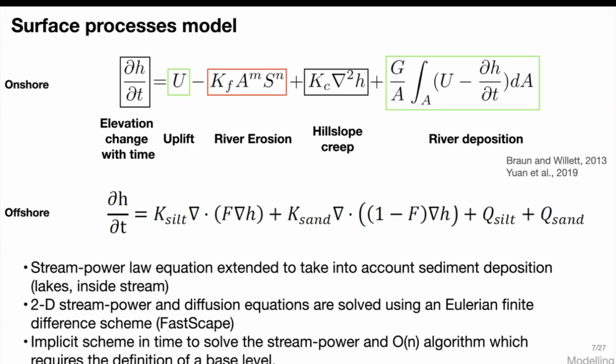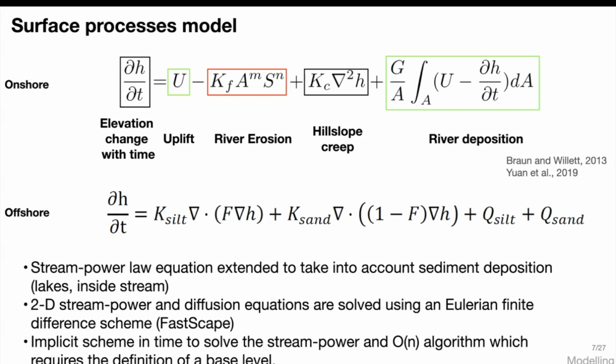And for the hillslope processes, we use a diffusion equation, which is here in black in the center. It depends on the diffusion coefficient, Kc, and of course on the gradient of topography. And then we have uplift. So the variation of elevation first depends on uplift, and the uplift is in our models provided by the thermomechanical model. So this is for the onshore part.